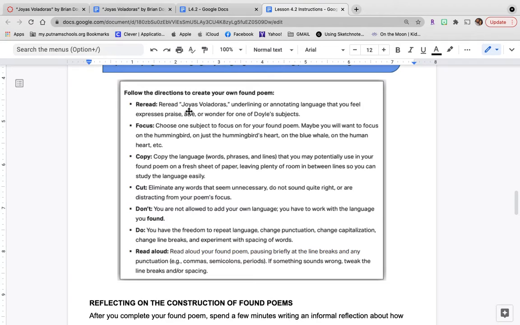Reread Joyous Validorus, underlining or annotating language that you feel expresses praise, awe, or wonder for one of Doyle's subjects. Choose one of those subjects to focus on. You can do these backwards if you want. I don't care. So again, you may want to focus on the hummingbird, or just the hummingbird's heart, the blue whale, the human heart, etc.